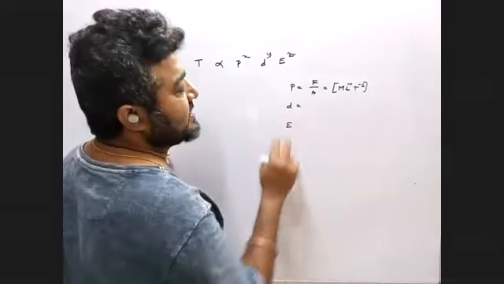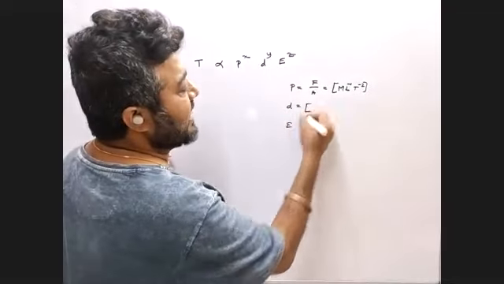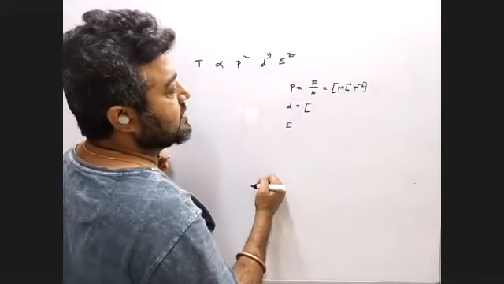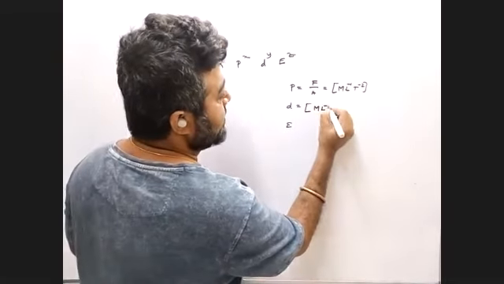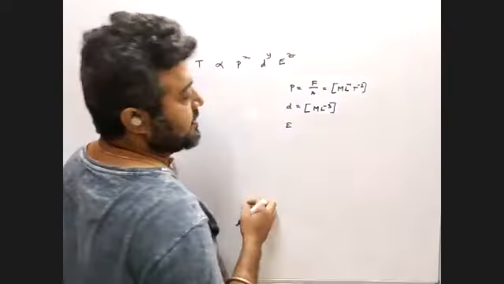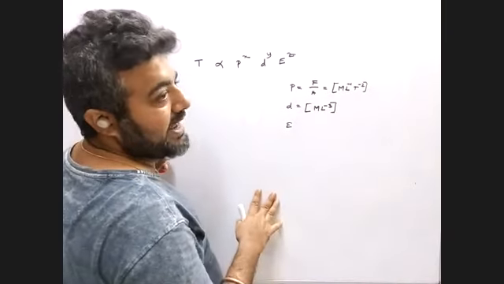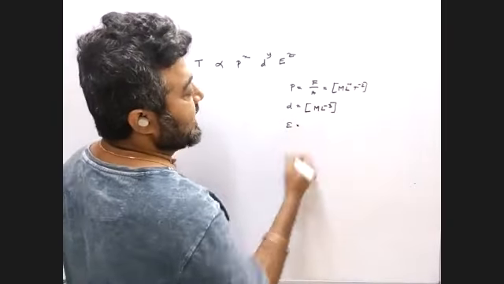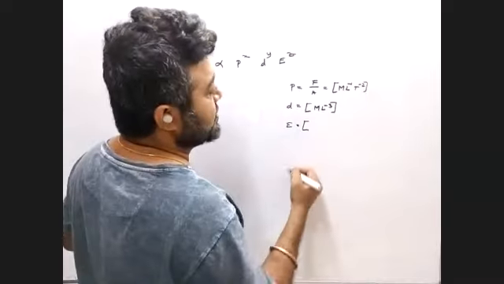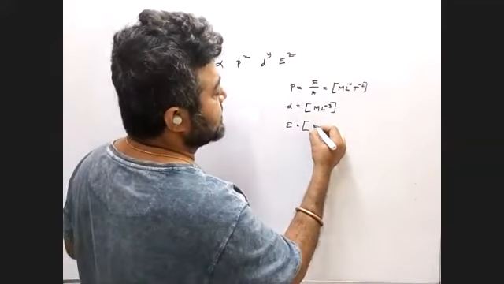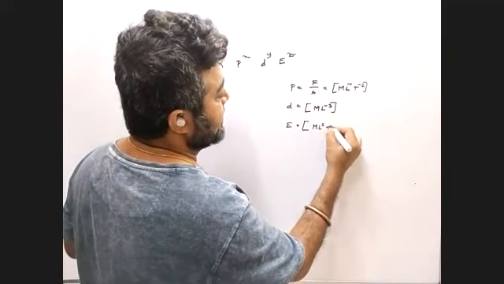Second one is the density. Can anyone tell me the dimension of density? Mass by volume, so ML^-3. And energy is force into displacement, so force into displacement means ML^2 T^-2.